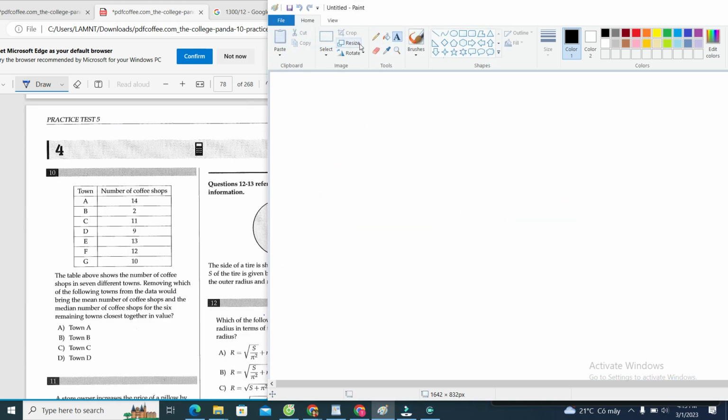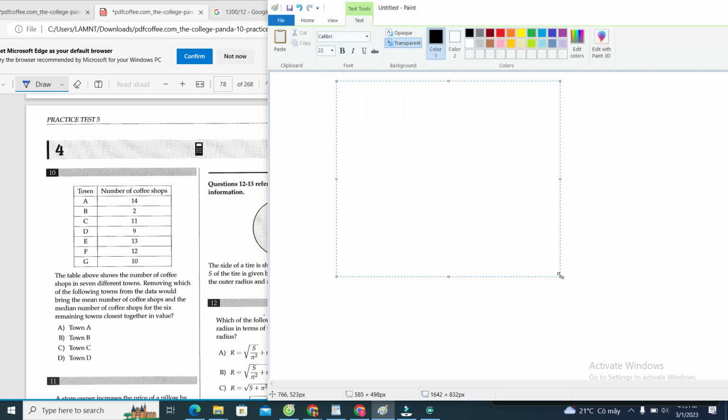Okay, so here we're going to have number 10, a data set. Let's randomize the data from big to small. So it's 2, then 9, then 10, then 11, then 12, then 13, then 14.